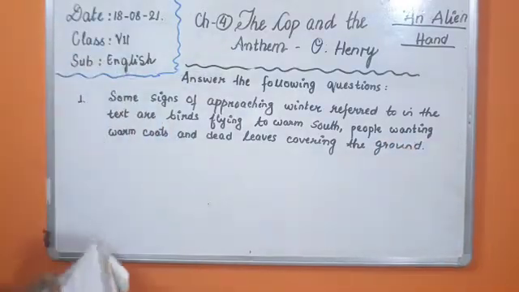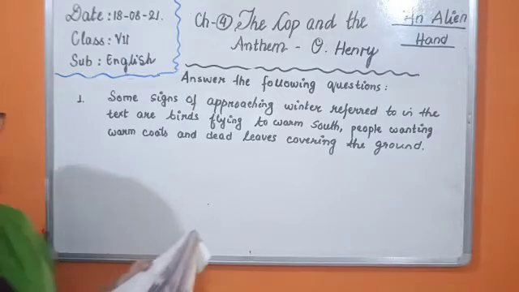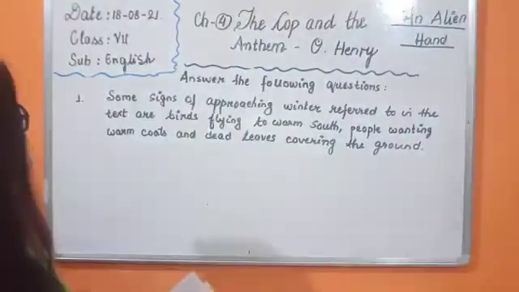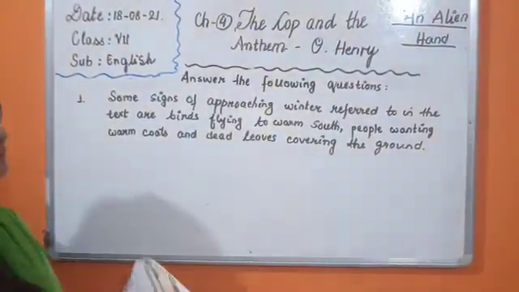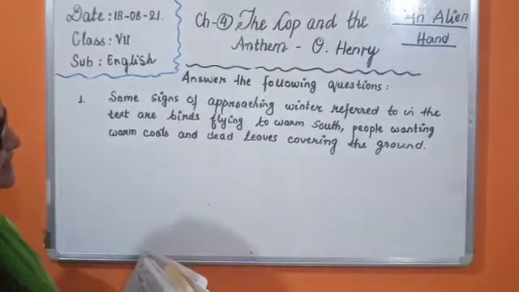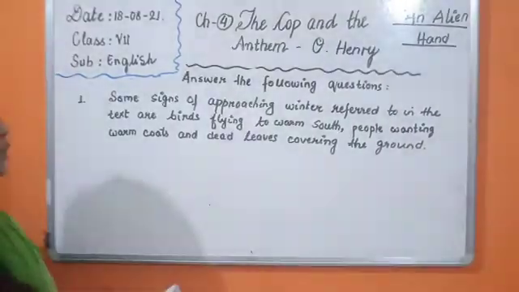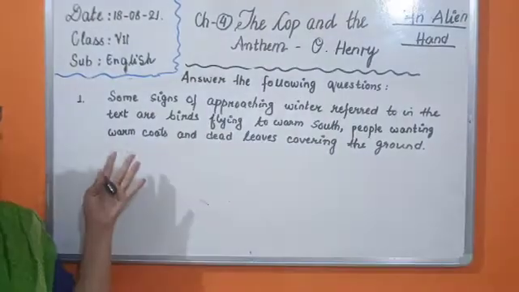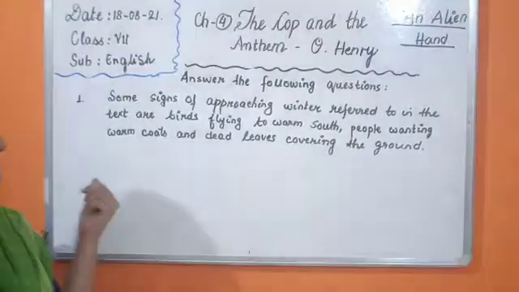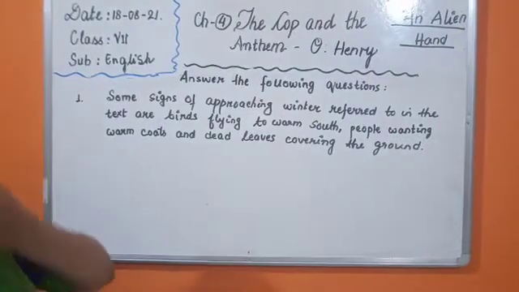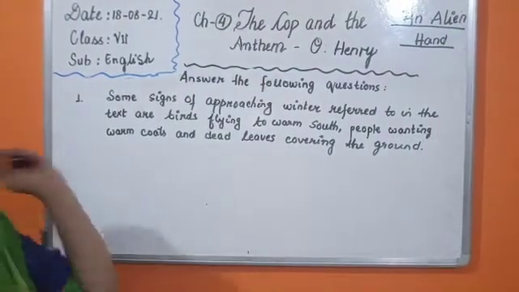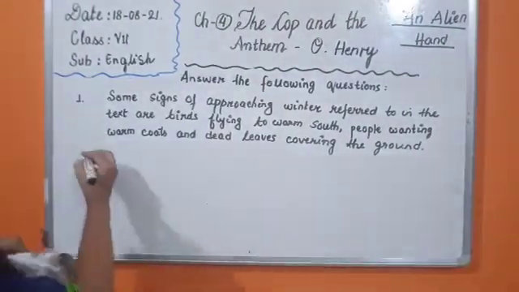So the first question was, what are some signs of approaching winter referred to in the text? Some signs of approaching winter referred to in the text are birds flying to warm south, people wanting warm coats. Children, you can write here woolen clothes as well, and dead leaves covering the ground. Okay, so here it is, number 2 now.